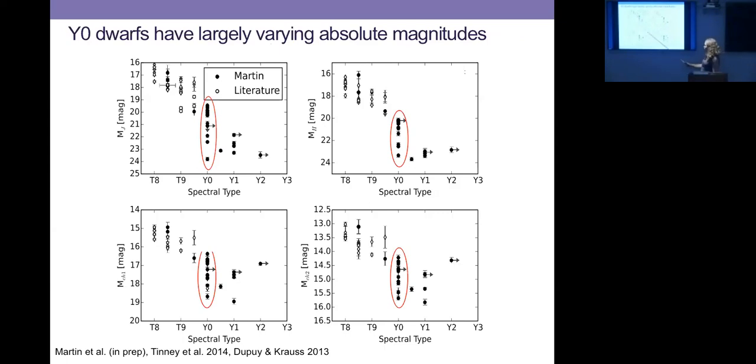In order to better understand that, we're going to turn to the color magnitude diagrams. But I'd just like to point out that it seems very bizarre to me that objects that have very similar looking J-band spectra, and so you assume very similar temperatures, would have 5 magnitudes of difference in their absolute magnitudes. That to me says that we're not actually probing temperature when we're looking at spectral types in the Y dwarfs.